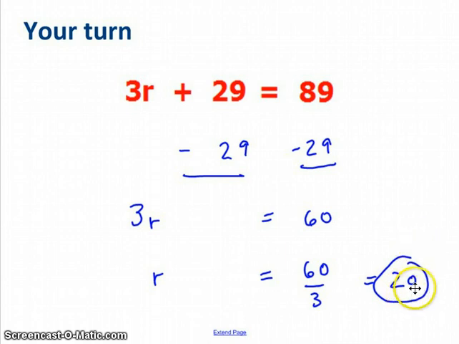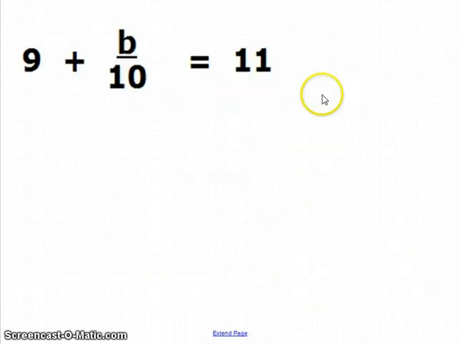You can always check by plugging this back in. If you put 20 in for r, you'd have 3 times 20, which is 60. 60 plus 29 really is 89. All right, here's one that's a little more challenging. I'm going to show you how to do this.